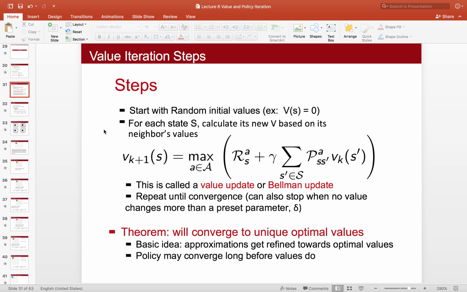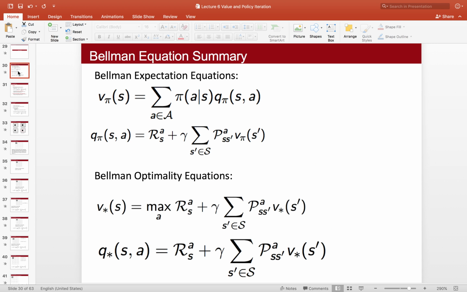So first we start with random initial values. So these are state values. For example, an example we've done in class, we always start with like 0, but you could start with arbitrarily any value. And basically, we're applying this iterative update to the Bellman optimality equation. And remember, we compare it to the expectation equations, which we used in problem set 5, where we gave you these state values for each state, and you're basically validating them using this equation.